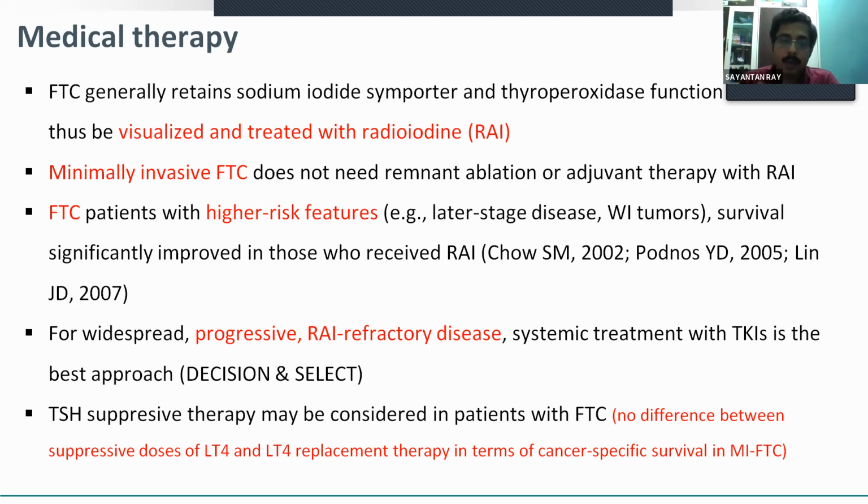In this respect, two recently published randomized controlled trials are there, that is Decision and Select. Regarding TSH suppressive therapy that may be considered in patients with follicular thyroid cancers post-surgery, however, no difference between suppressive doses of LT4 and levothyroxine replacement therapy was found in terms of cancer-specific survival in patients with minimally invasive disease. So in minimally invasive FTC, probably there is no requirement for TSH suppressive therapy.